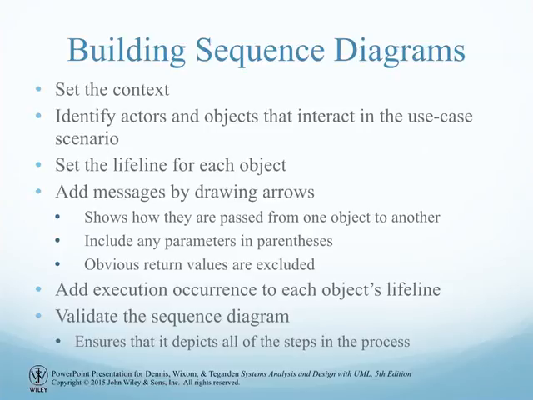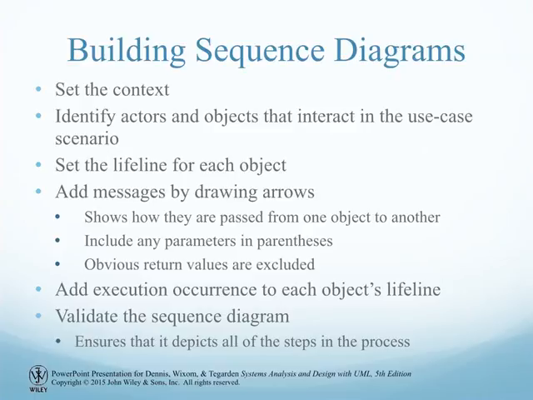Then you identify the actors and the objects that interact. Sometimes there won't be any actors. It's just going to be an automated thing where it's just classes. Sometimes there's going to be one actor, just the user. Sometimes, in this case that we saw before, there's multiple actors. So identify those and put those at the top going across, just like you saw in the diagram. Then you set the lifeline for each object, and that really is just a dotted line that goes straight down throughout the entire length of the frame for all of the objects and actors.